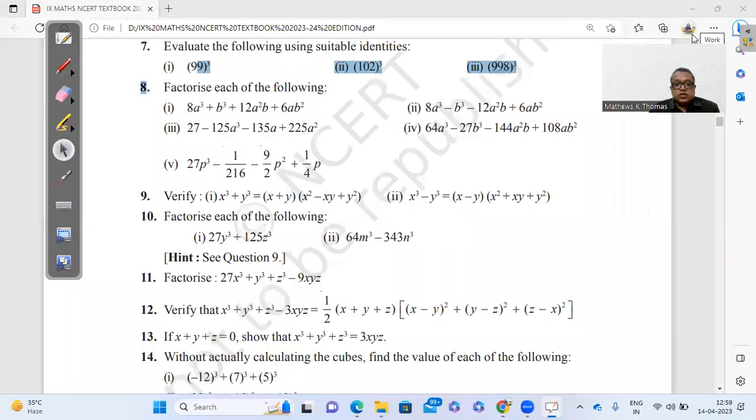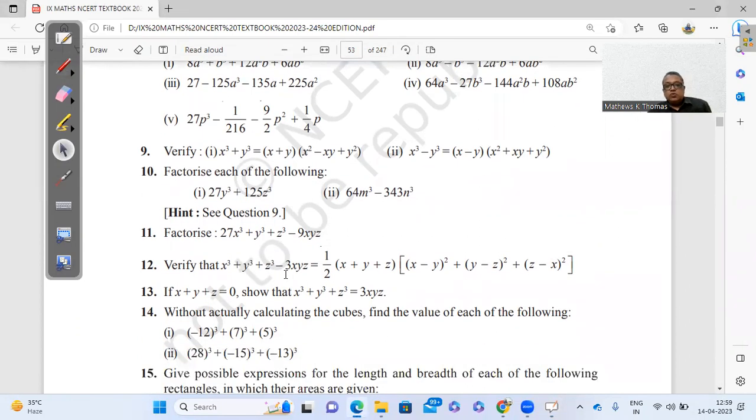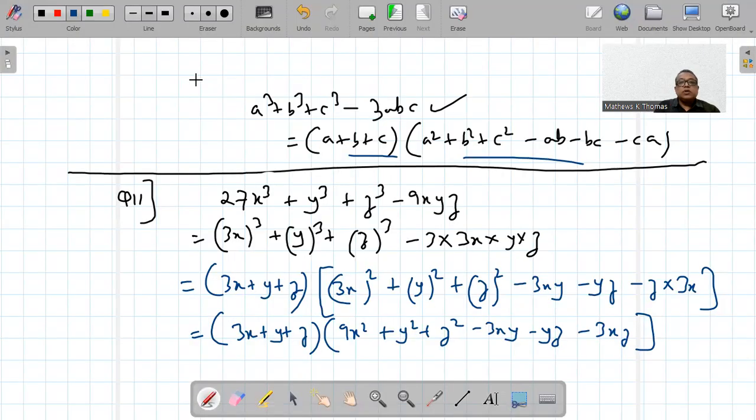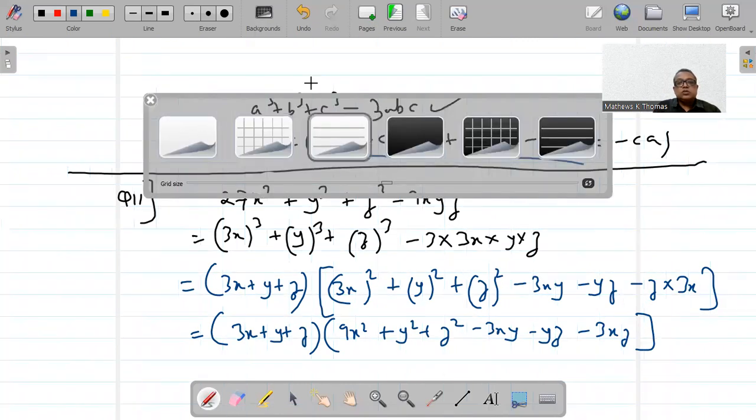Now we go to question number 12, that is verification. Verification of this: x cube plus y cube plus z cube minus 3xyz has to be proved equal to half into (x plus y plus z) into ((x minus y) whole square plus (y minus z) whole square plus (z minus x) whole square). Okay, so let me draw this.